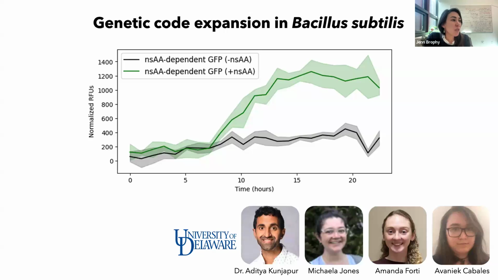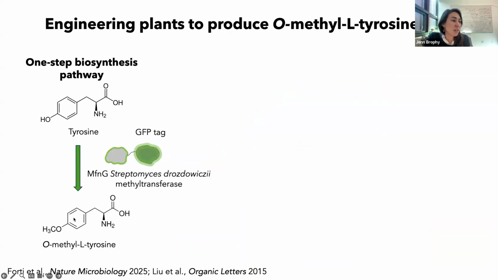For this work, they've been using a non-standard amino acid called O-methyltyrosine. This is just a methylated version of tyrosine, which is a standard amino acid. You can actually synthesize O-methyltyrosine through a single enzymatic step using a methyltransferase called MFNG from a Streptomyces strain. They had figured this out previously, and so they asked us, could you try putting this gene into plants to see if we can engineer plants to create O-methyltyrosine?